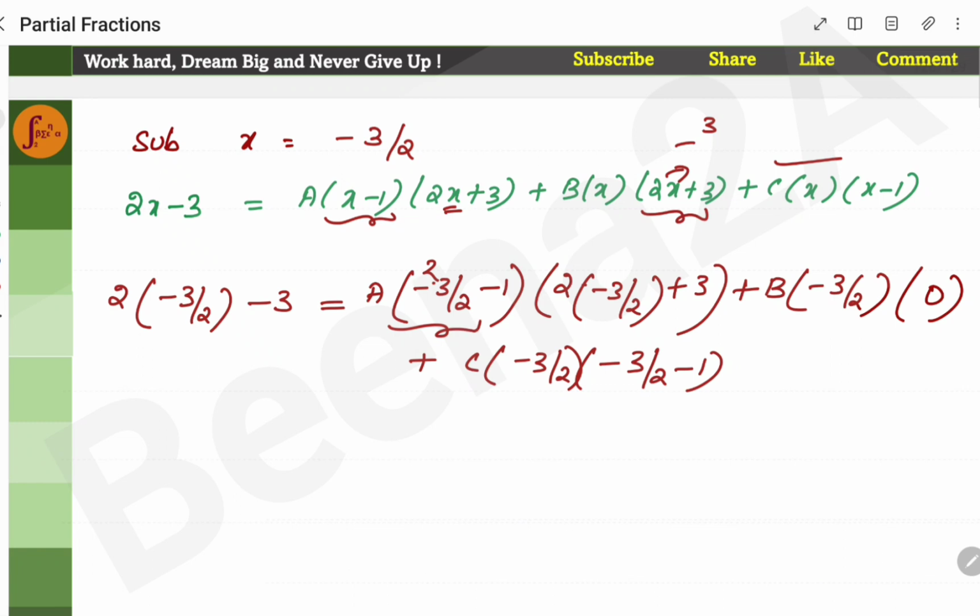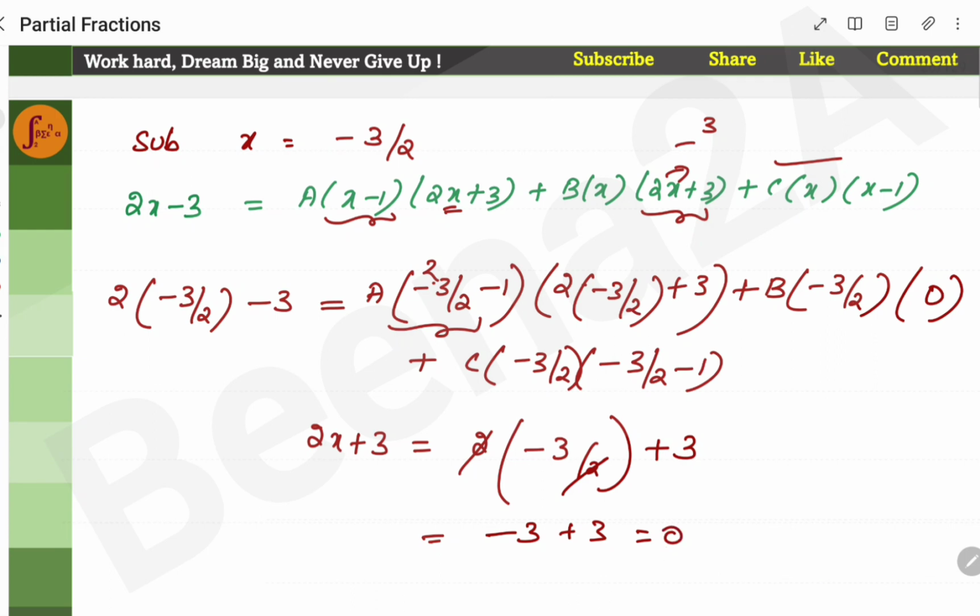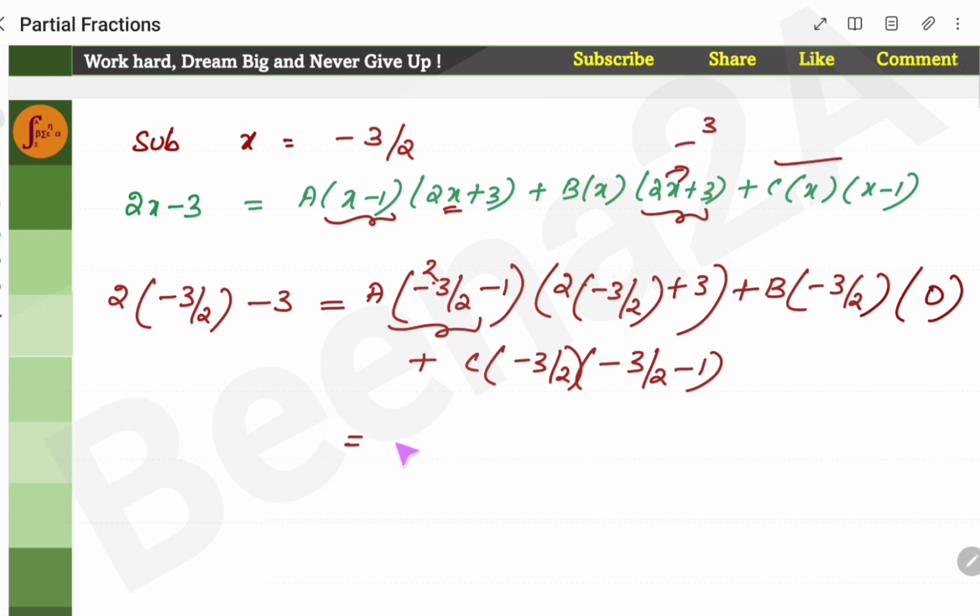See, here it will become 0. So if you got the x value from here itself as minus 3 by 2, when you substitute minus 3 by 2 here, it will become 0. See, 2x plus 3, when I substitute x as minus 3 by 2, 2 and 2 will get cancelled. So I'll get minus 3 plus 3, which is 0, right? So basically this will become 0. This one also will become 0.